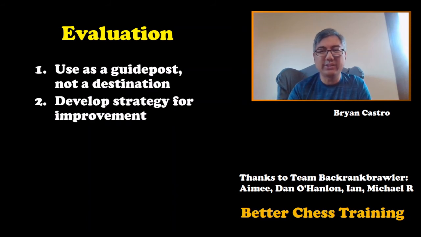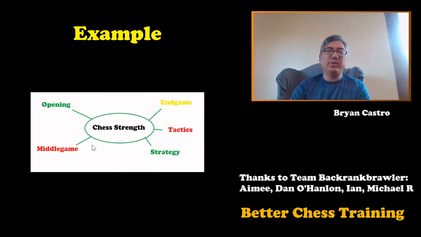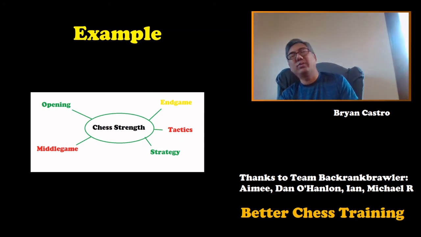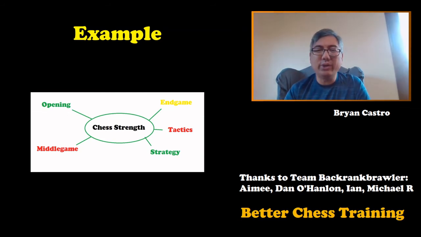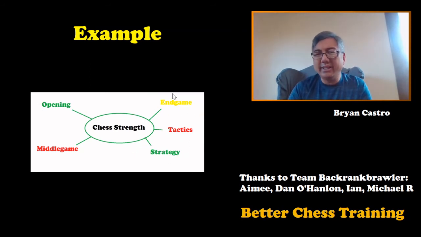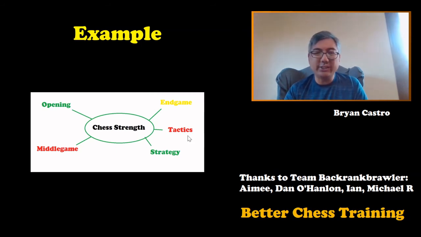And I just want to show you this little picture I made here. You can look at your chess strength as being made up of different things, and this is not all inclusive. This is just for the example. In green, maybe you're strong in the opening. Maybe you're strong with strategy. Maybe you're okay in the end game, but maybe you need to improve your tactics in your middle game based on this evaluation.